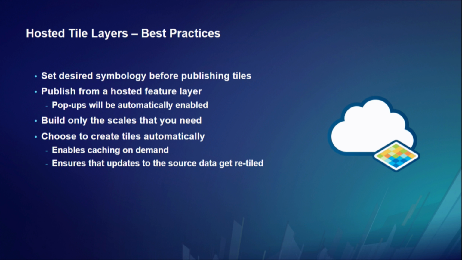And when you publish from a hosted feature layer, you get some extra capabilities enabled. For example, pop-ups will automatically be enabled on your tile layer because this online system is aware of that source feature data. When you build that tile cache, build only the scales that you need. I work with the national government, so a lot of times my users are mapping things at a national scale. If they wanted to cache something for the entire extent of the country at all scale levels, that's going to be a pretty big cache. So they may not need that at every scale.